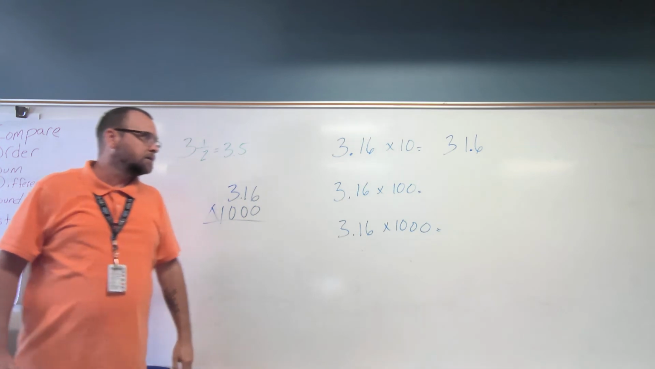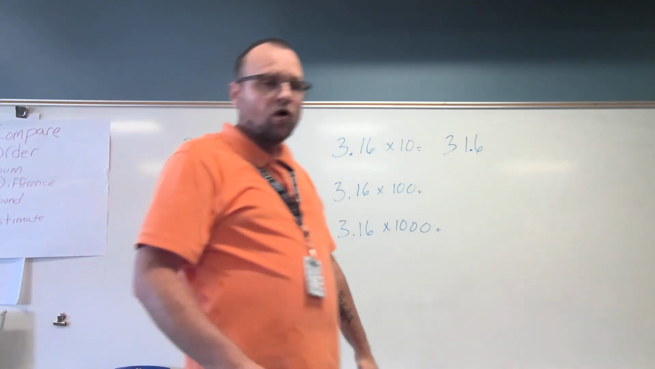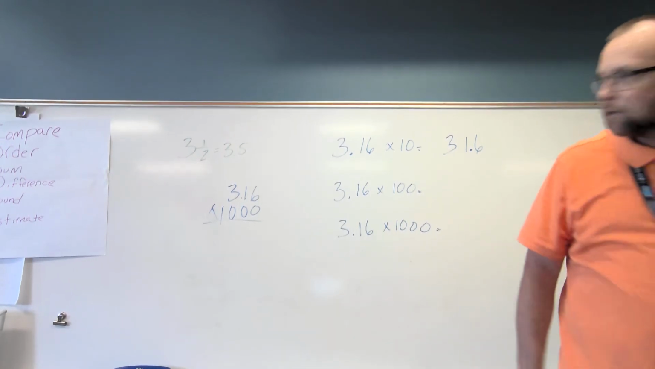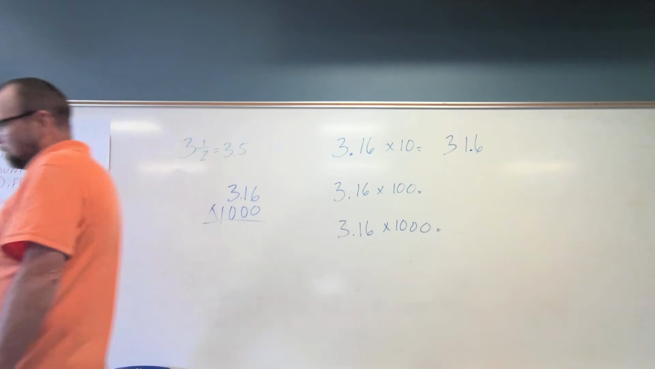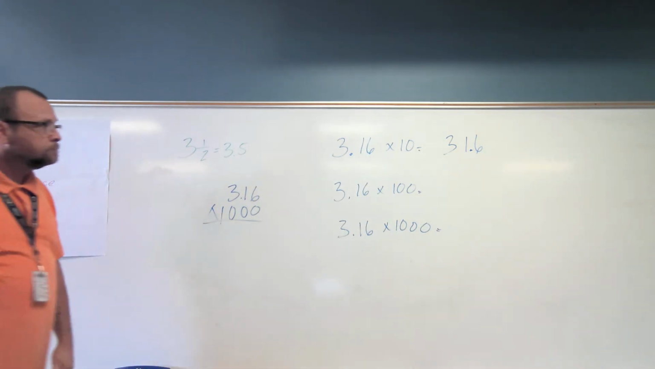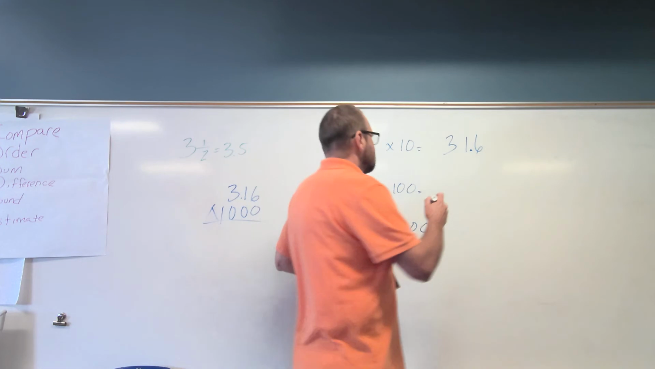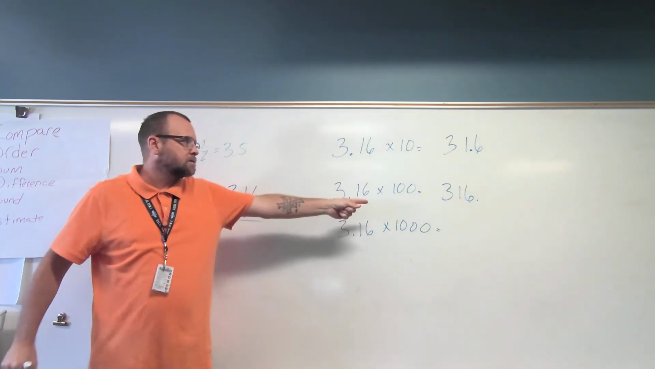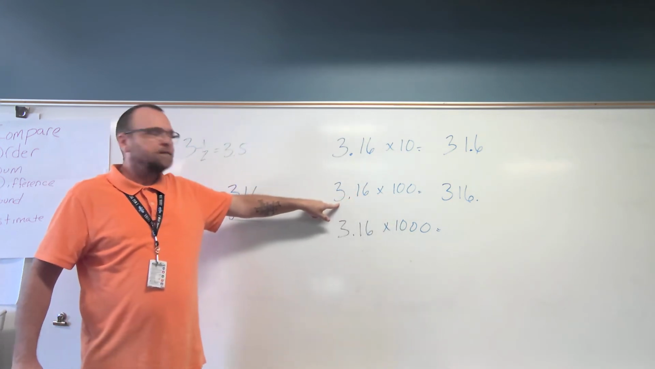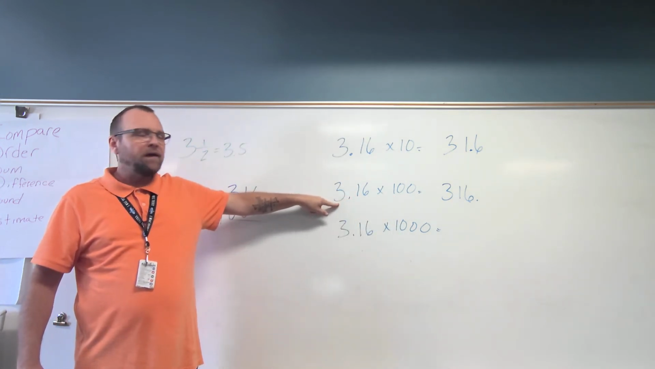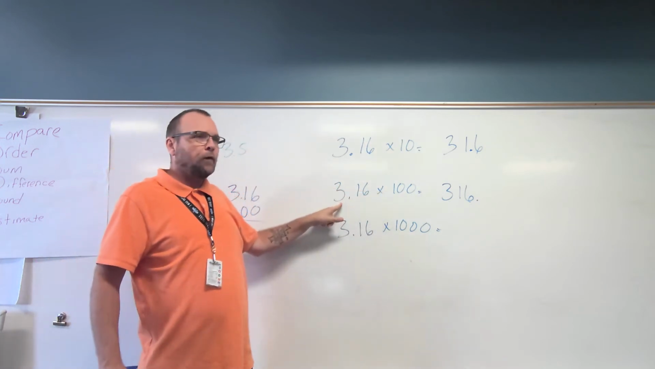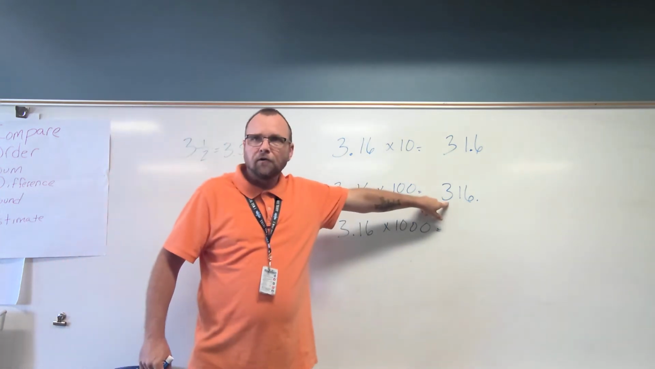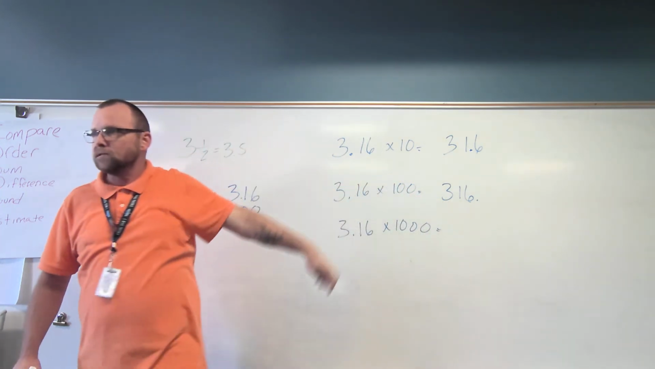Now we have 3 and 16 hundredths times 100. Brooke, what is 3 and 16 hundredths times 100? That would be 316. Because I had to move my decimal point 2 places to the right. Because right now the 3 is in the 1's place. I need it to be 100 times greater. So 3 1s, 300s. I have 3 1s. 300s is 100 times greater than 3 1s.